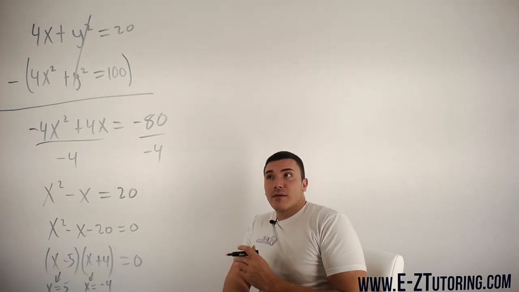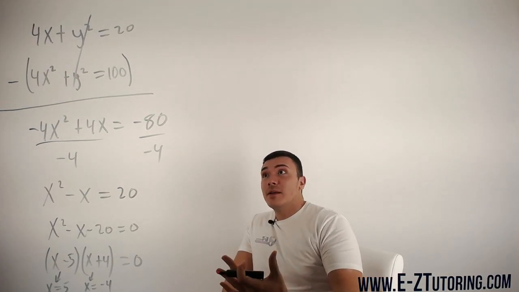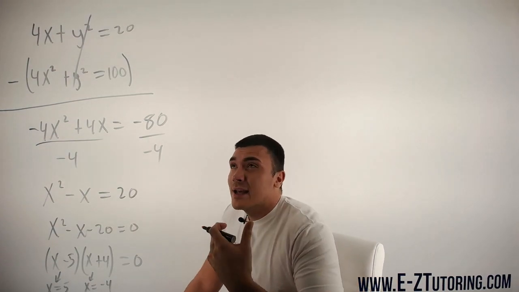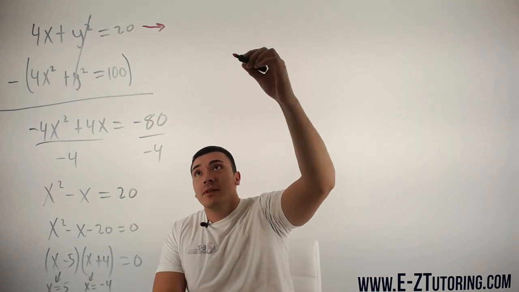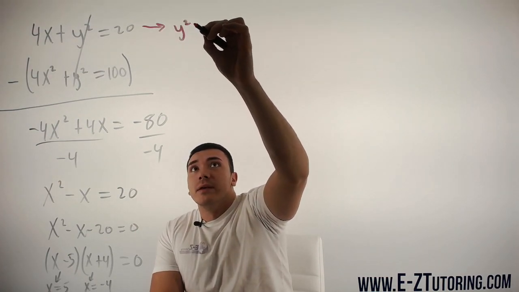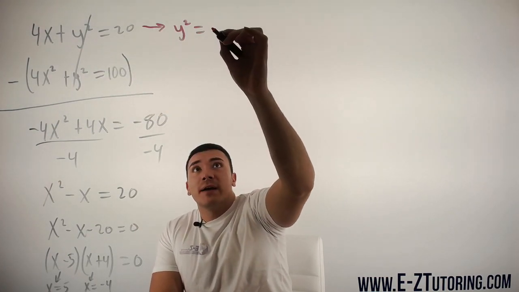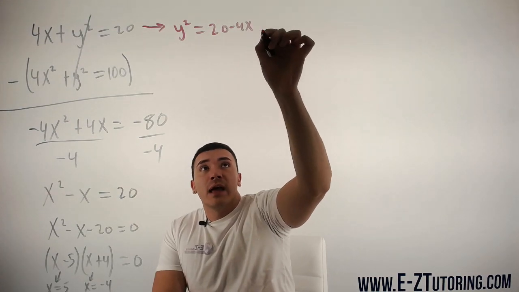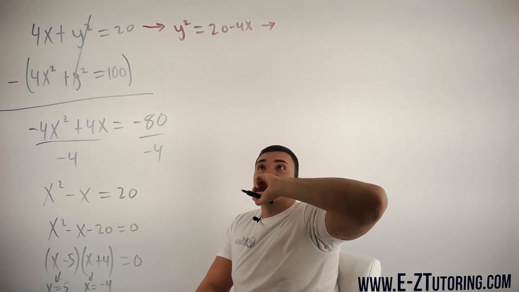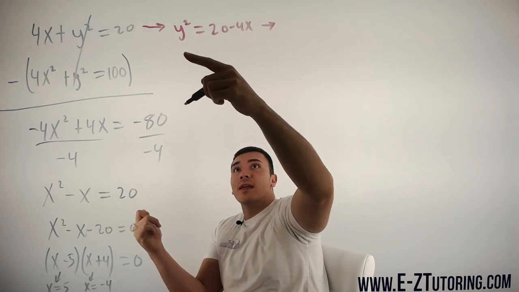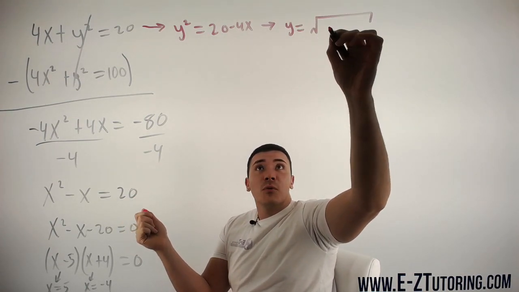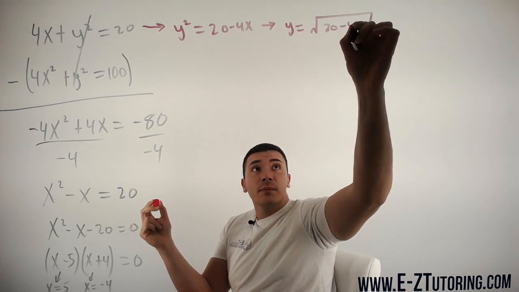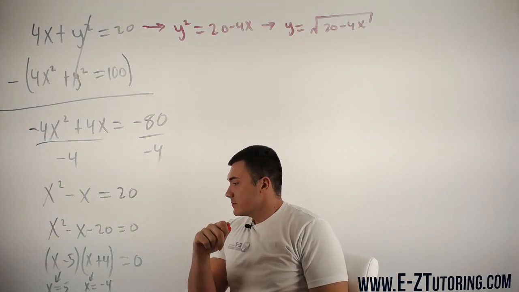Now, how do we do that? We need to plug them in, and actually before we plug them in, we should solve for y to get y equals, which will make life a little easier. What we can do is subtract the 4x to get 20 minus 4x. And like I said, what I'm doing is trying to get y equals. And then we square root both sides and get that y equals the square root of 20 minus 4x.